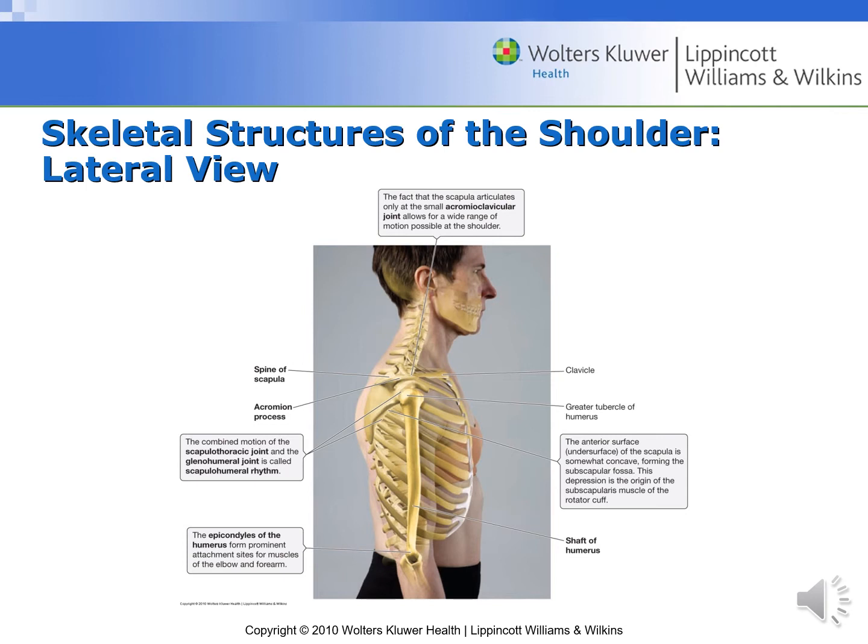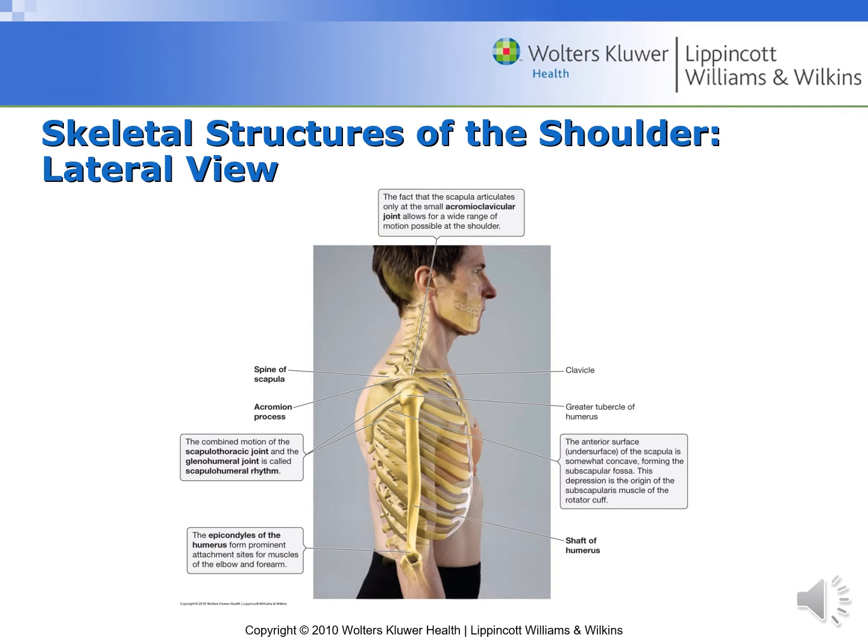Now let's consider the lateral view of the skeletal structures of the shoulder. At the very top, we see the scapula. The fact that the scapula articulates only at the small acromioclavicular joint allows for a wide range of motion possible at the shoulder. Down to our left, we see the combined motion of the scapulothoracic joint and the glenohumeral joint, and it is called Scapulohumeral Rhythm.